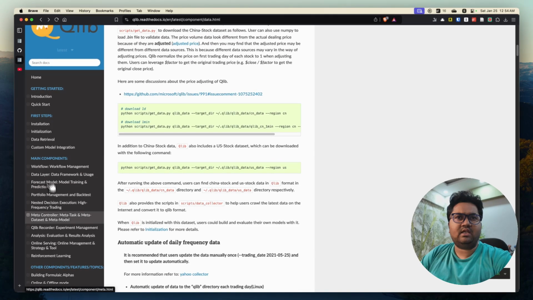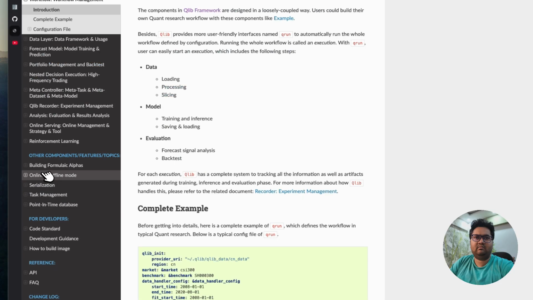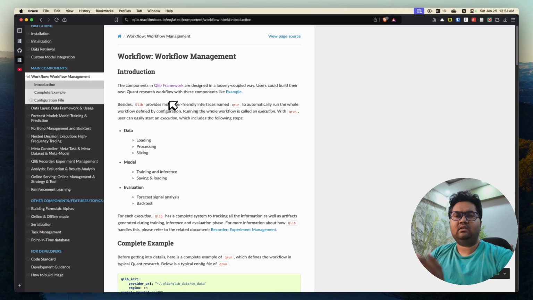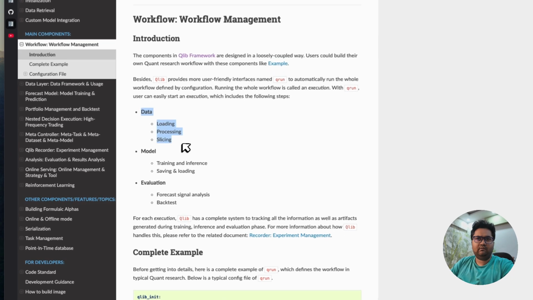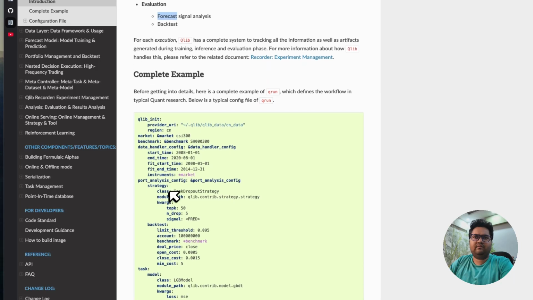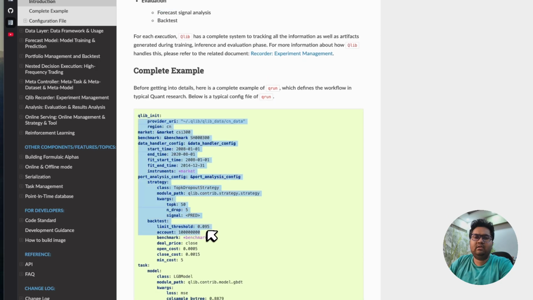So you can look at any of these main components that have been listed here. For instance, let's say workflow management. So you go to workflow, and the entire workflow can be looked at. You have the data, which we have just briefly touched upon, then model, then evaluation, and then you have different sorts of examples. If you read this example, this is a very declarative style.